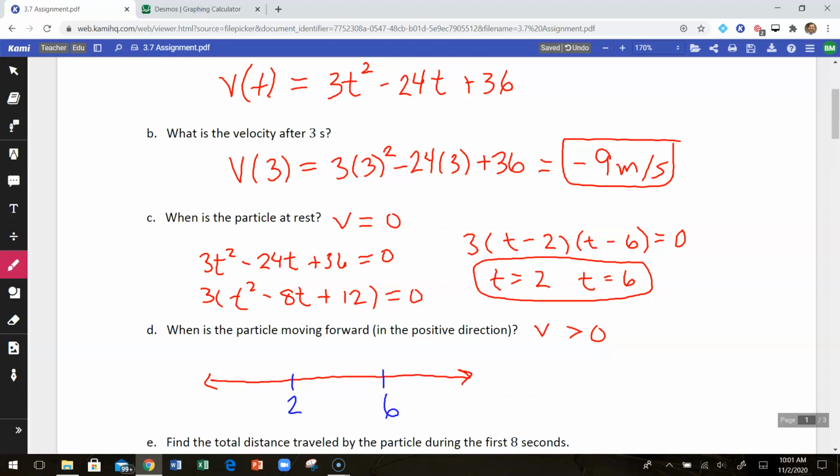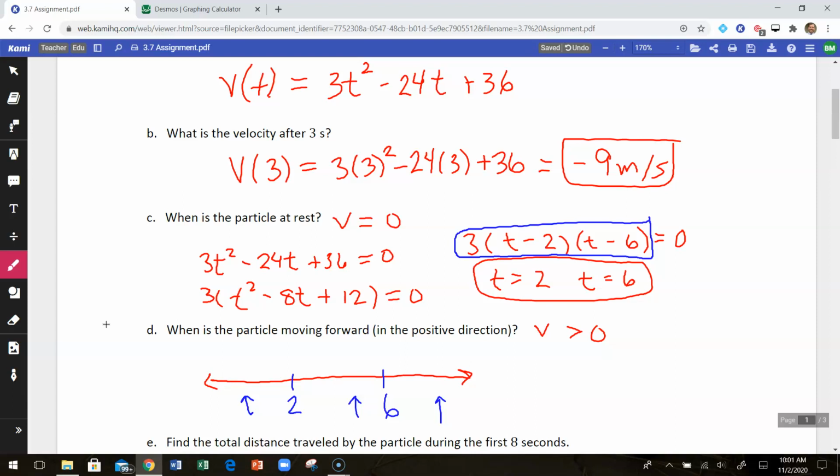And then I want to look at my velocity function in its most factored form, which is right here. We have 3 times t minus 2 times t minus 6. And what I'm going to do is pick a number in each one of these intervals in between my zeros here to figure out if the velocity is positive or negative in those places. So I know that it is equal to 0 at 2 and 6, which means that everywhere else it's not going to be 0, so it's either going to be a positive number or a negative number. And I'm going to plug those numbers in and see what we get.